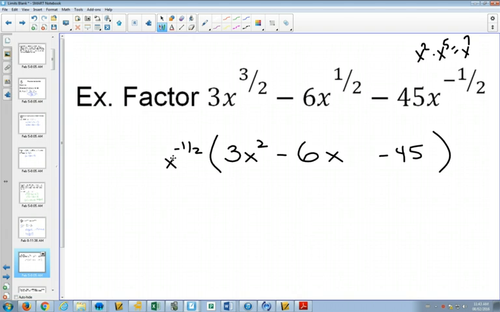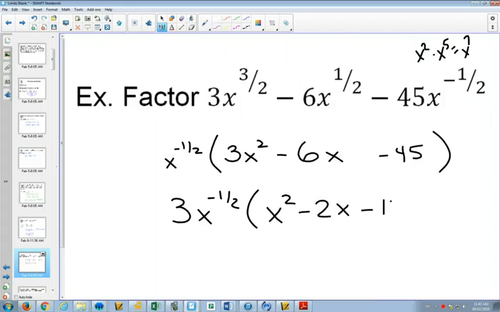This is one thing that we don't do enough of: we should always try to make our math easier. Even in math, I love doing complicated math, but part of the enjoyment of math is trying to do the math as easy as possible. So if I factor that 3 out, it leaves me with x squared minus 2x minus 15. And now my factoring is much easier than it was before.